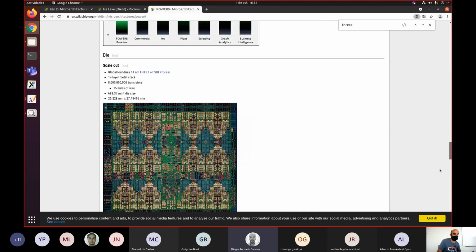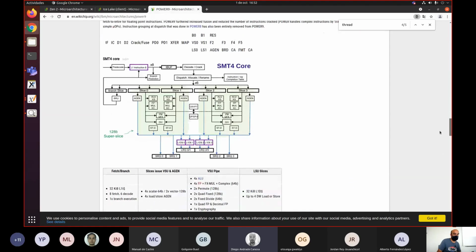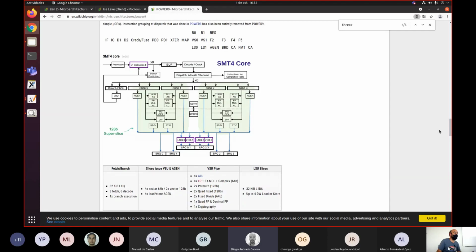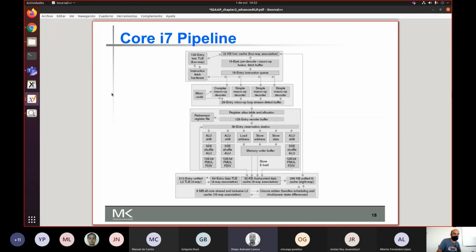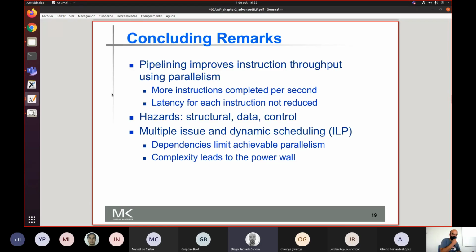Okay, so far we have been talking about more aggressive ways to extract instruction level parallelism. And when we try to issue several instructions at the same time, one of our main enemies are hazards that we already know from our computer architecture review. We have structural hazards, data hazards, and control hazards.